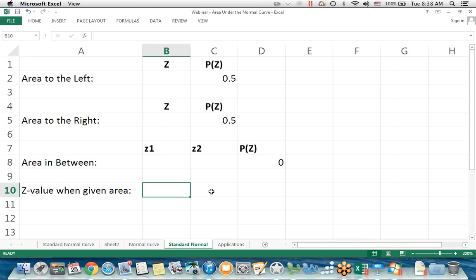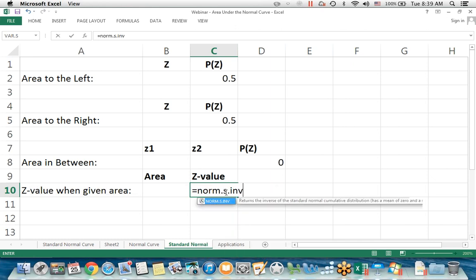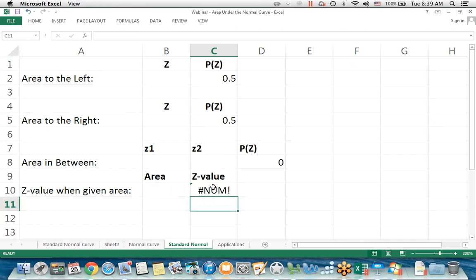If I'm trying to find the z value when the area is given, this time the area and the z. This is equal to norm.s.inverse, open parentheses, the area to the left, close parentheses. Ignore this for now. We'll see soon what to do.